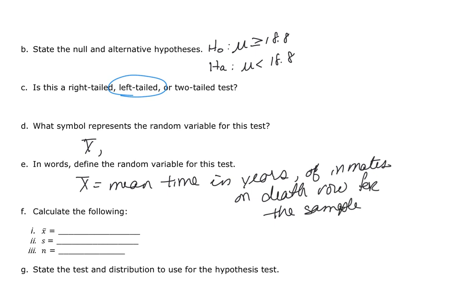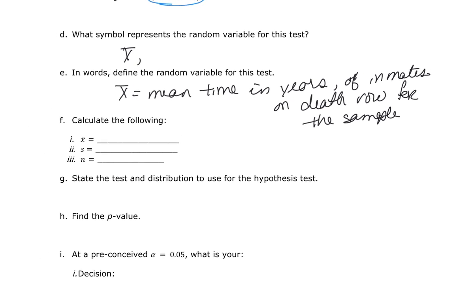What would X be? Well, you're going to be really surprised. If I had to define X instead of X bar, then the only thing that's going to change is I wouldn't have an X bar, I'd just have X, and I'd still say the mean time in years of the inmates on death row, for, instead of the sample, I would say the population. I know, surprising, right? So going through this, I have my X bar is going to be 17.4.